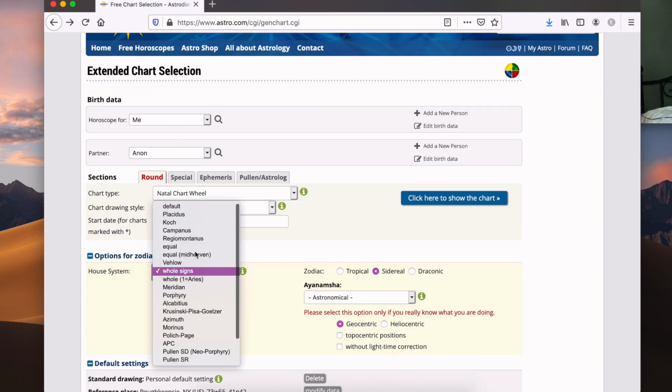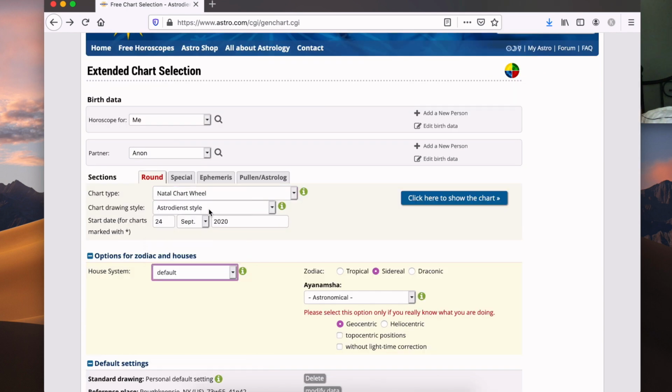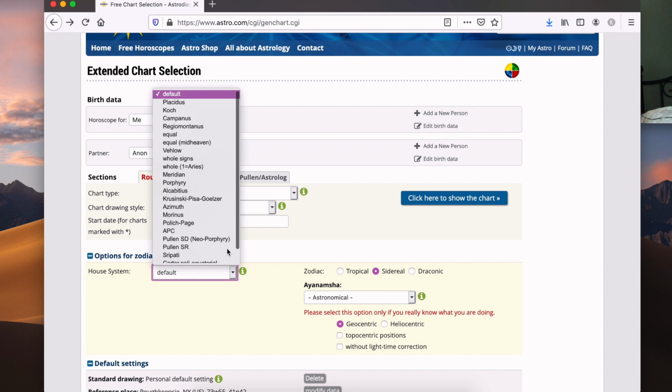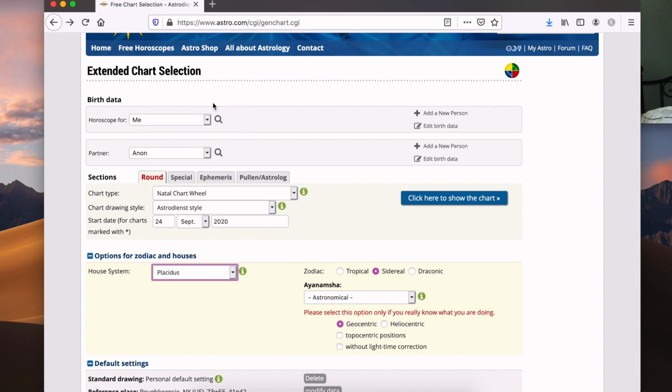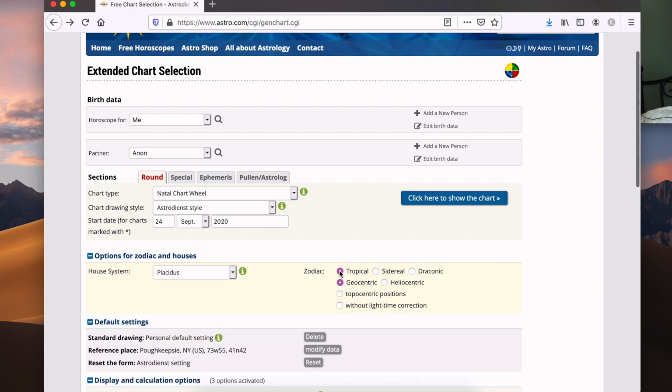And so the default house system is also known as Placidus. And I'm going to show you that for a second. I changed mine to whole signs house system because I prefer it, and I'll explain why in a bit. And I use sidereal zodiac a lot, so that's why it's my default, but we're going to click on tropical so you guys can see a typical Western astrology chart.